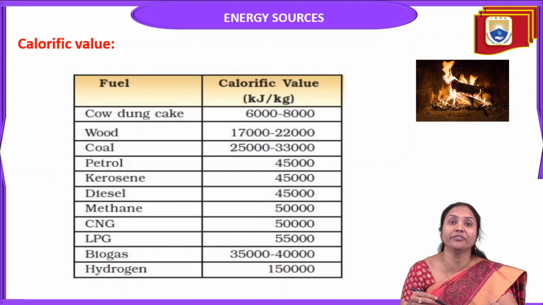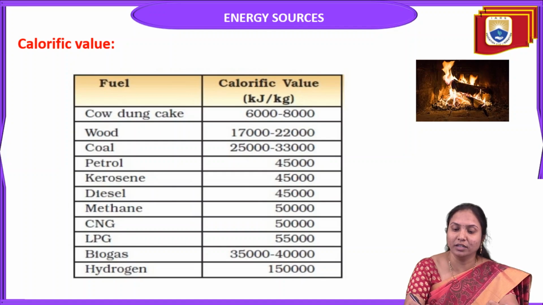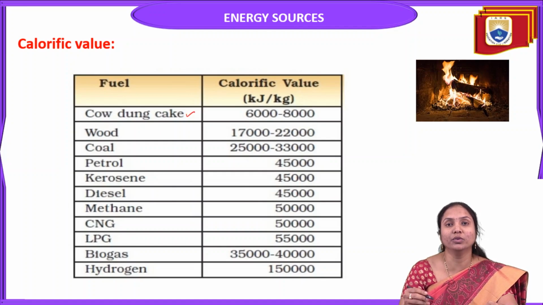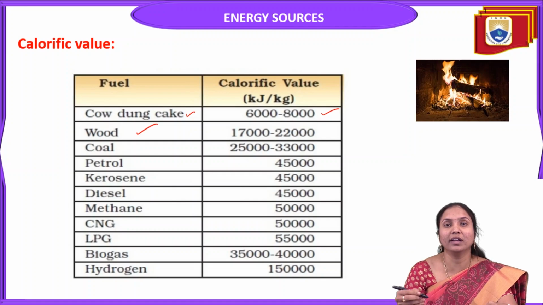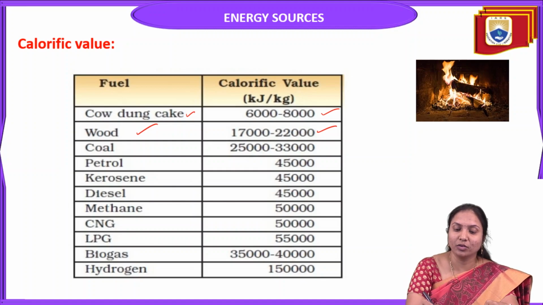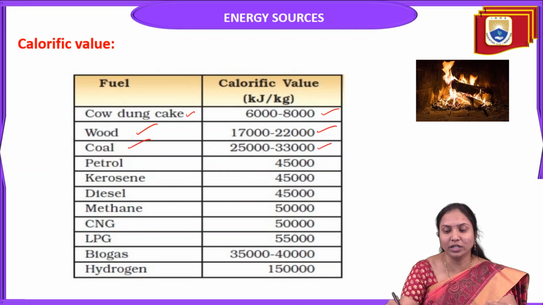Now, some fuels burn in the presence of oxygen. How much heat energy is liberated, that means what are the calorific values of the fuels? For example, cow dung cake produces 6,000 to 8,000 kilojoules or kilocalories of energy. What is the calorific value of wood? 17,000 to 22,000. And coal produces 25,000 to 33,000 kilocalories of heat energy.